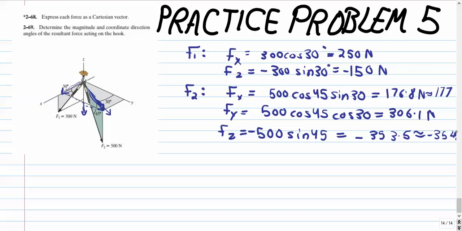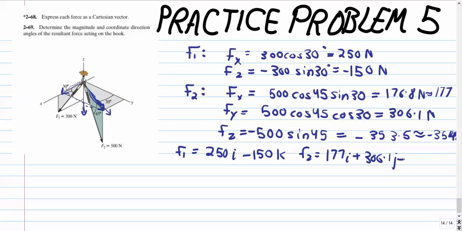Now that we have all our components, we can write both forces in their Cartesian forms. So F1 is going to be 250 i minus 150 k, while F2 is going to be 177 i plus 306 j minus 354 k. Adding both these forces, we get F resultant equal to 250 plus 177.